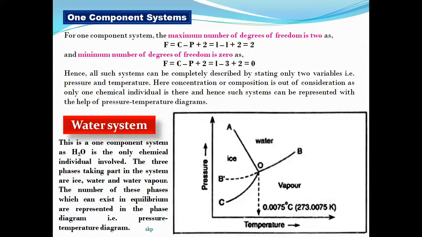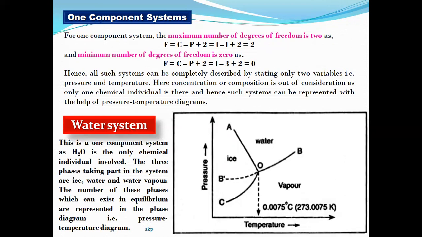So further, let us see how to apply these phase rules to different systems. First we will see the one component system. One component system means there is only one chemical entity present. I am saying chemical entity, not compounds or complexes. For example, water or sulfur: there is only one chemical entity.